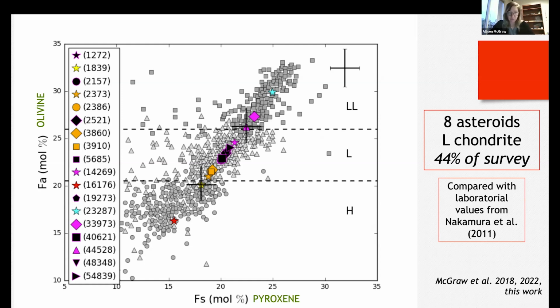So within these regions, these are the error bars within my data. And given the spread, this is the Nakamura et al. plot with these laboratory measurements for ordinary chondrites. And on top of them are my Gefion asteroid targets. Given the error in the spectra of my asteroid targets, let's take, say, the top purple triangle, asteroid 44528, which is just on the bounds of the L/LL region.